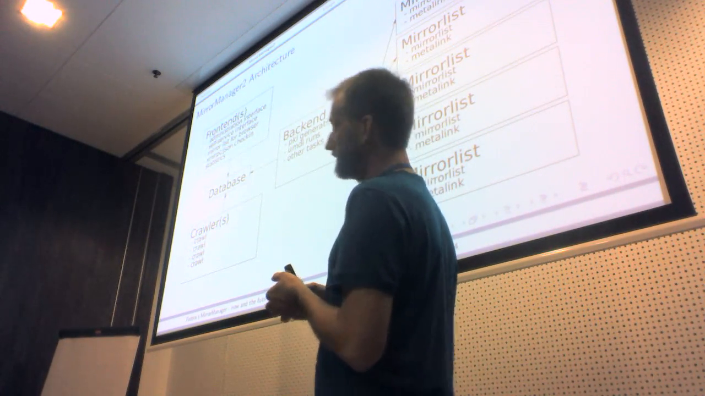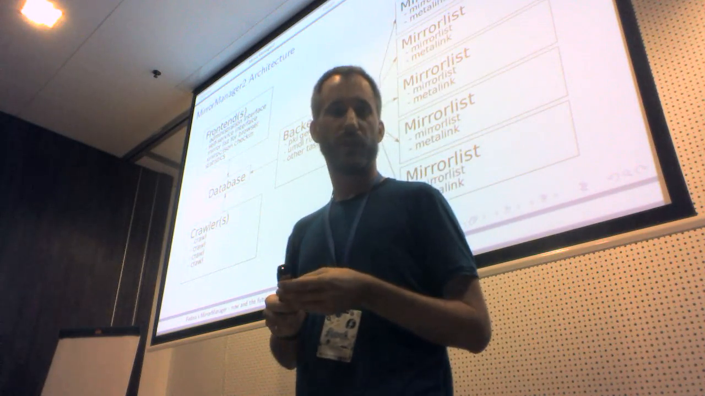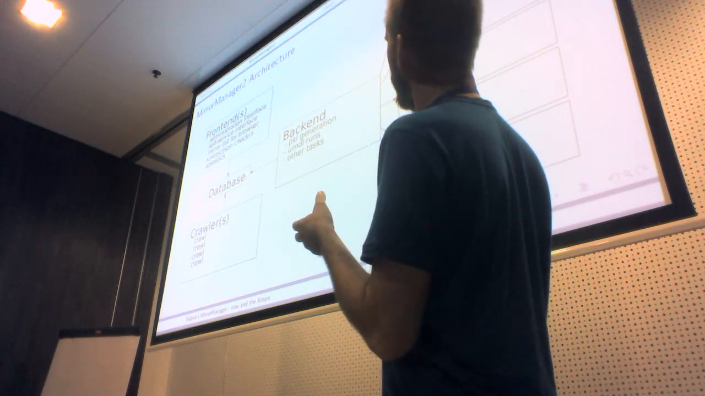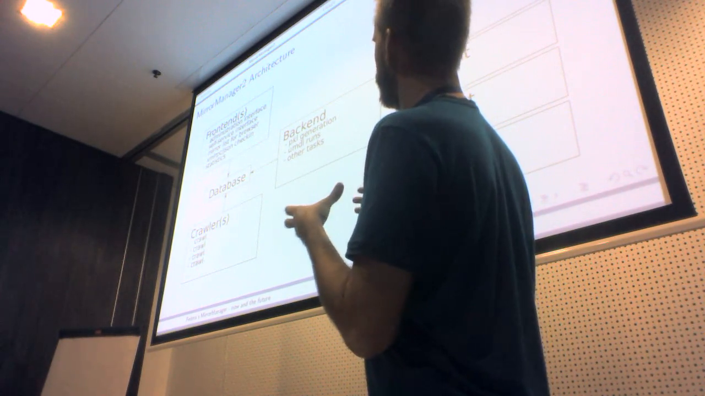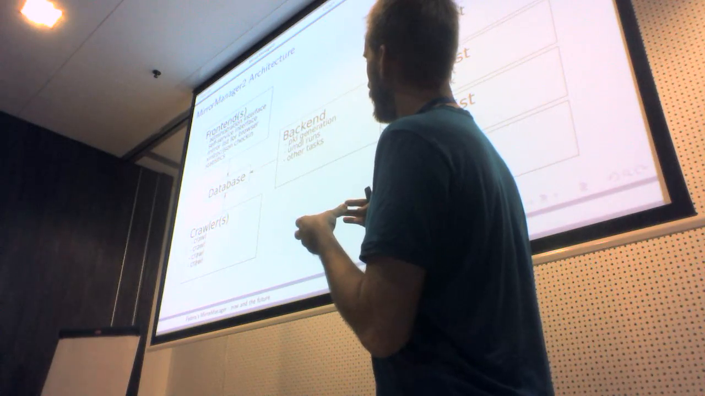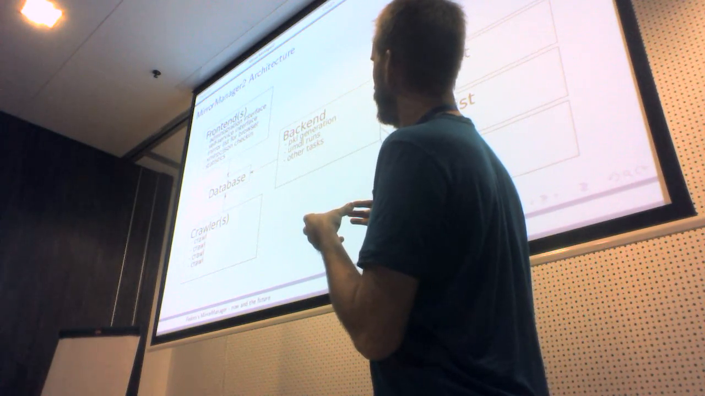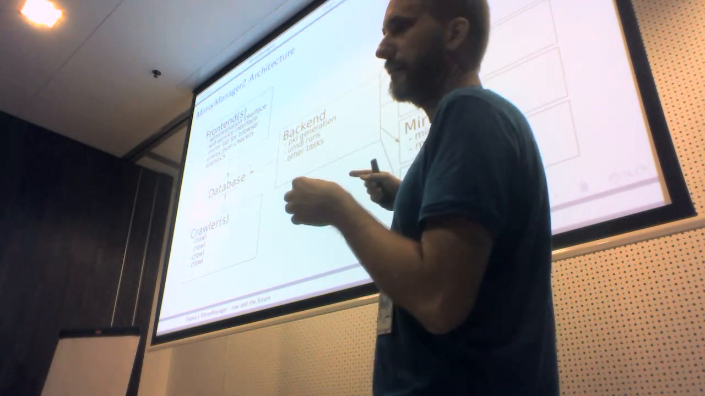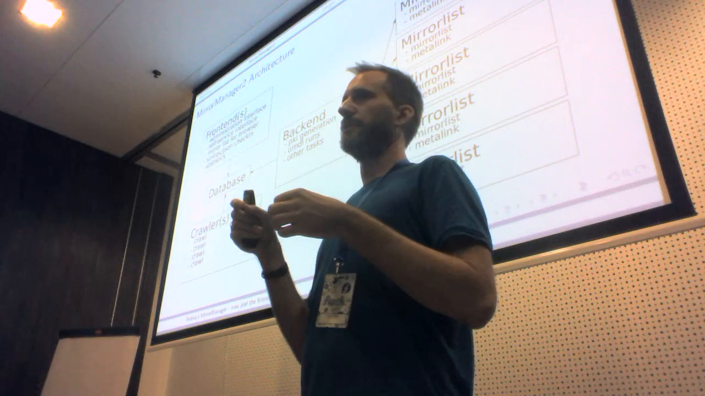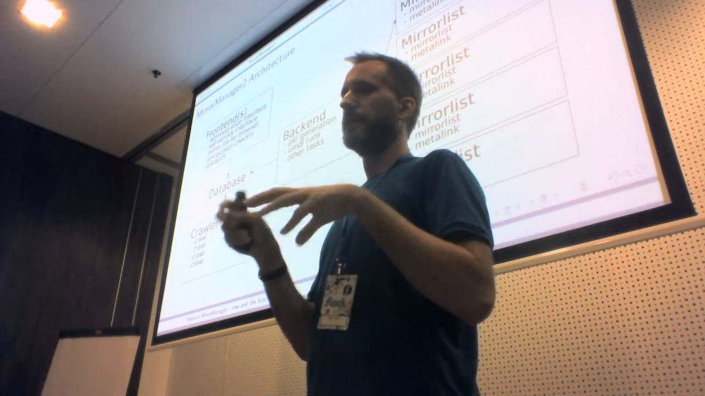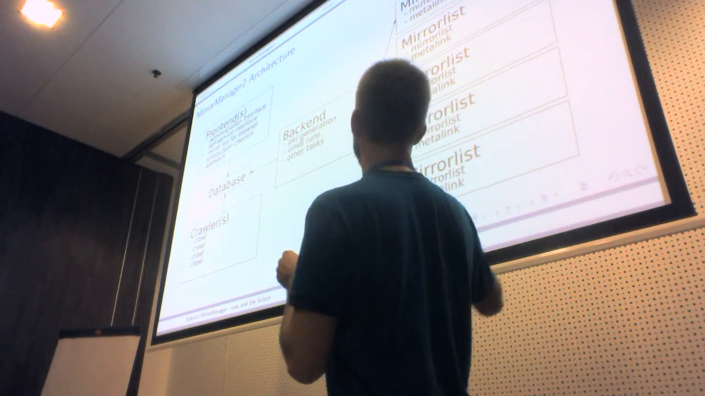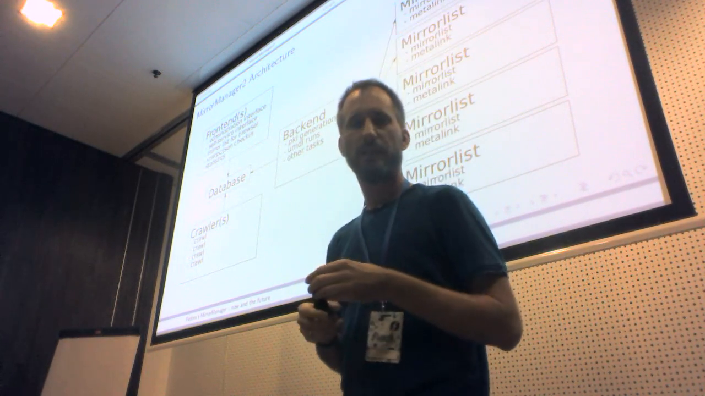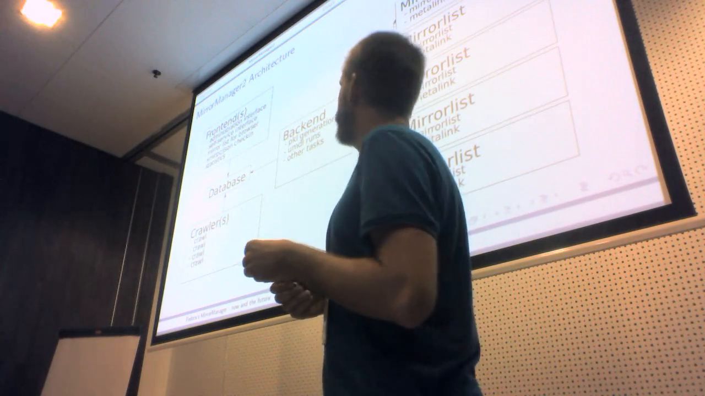This is the current architecture of MirrorManager. We have one central backend system, which handles all the data. It generates the data which is handed out by the mirrorlists. The mirrorlists are the systems which the clients are actually talking to. So if you are running DNF or YUM, it's always only talking to those mirrorlist systems. It's never talking to the other systems which also exist.